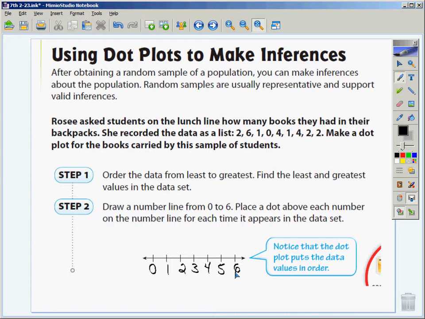When you are using a dot plot, you simply put a dot every place you see a piece of data. So I'm going to start at the beginning. 2. I'm going to put a dot there. I'm going to cross that out so I don't get it again. Then I'm going to go to what? 6. I'm going to put a dot there. I'm going to cross it out so I don't repeat it. Then I'm going to go to 1. I'm going to put a dot. And I'm going to keep doing that until I've exhausted this list of data.